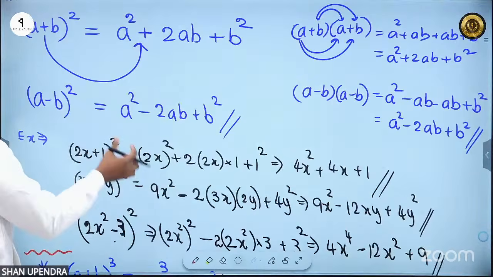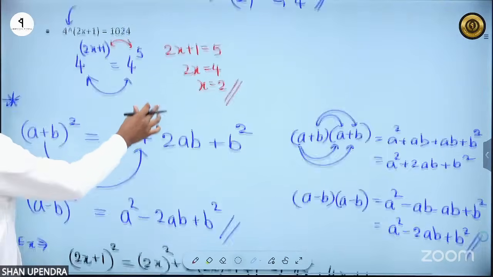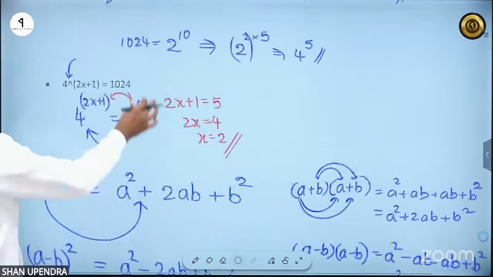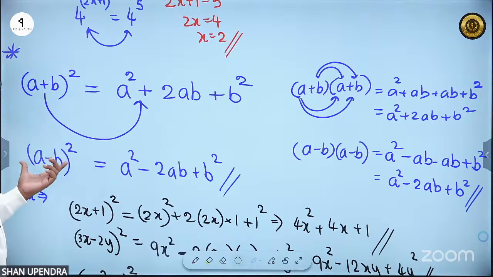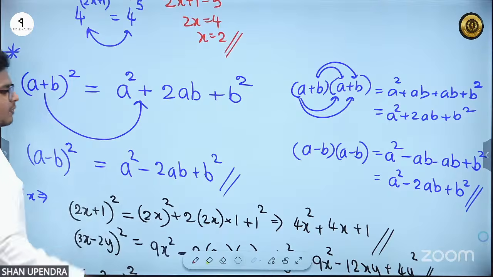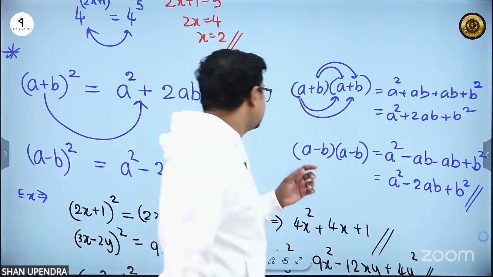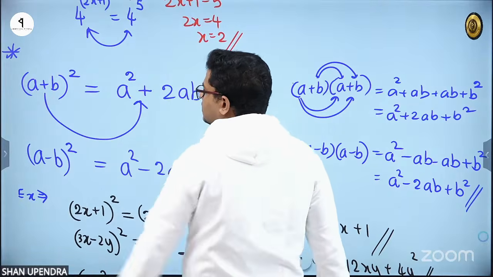So these things are known as binomial expansions. The correct name for this one is binomial expansions. Binomial, so there are two terms. You can see binomial expansions.